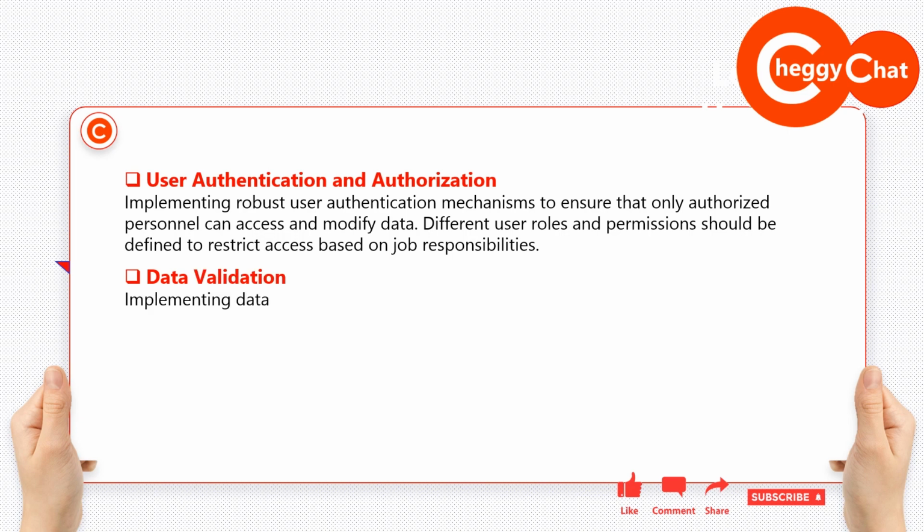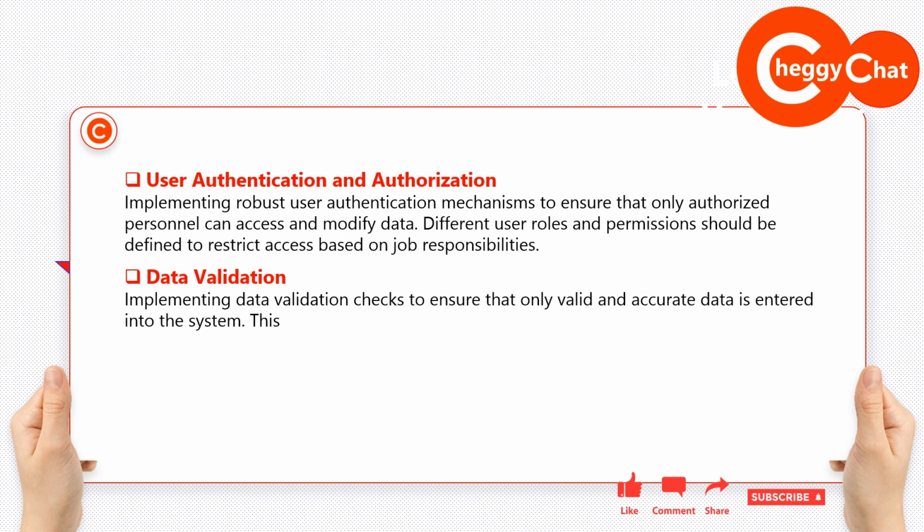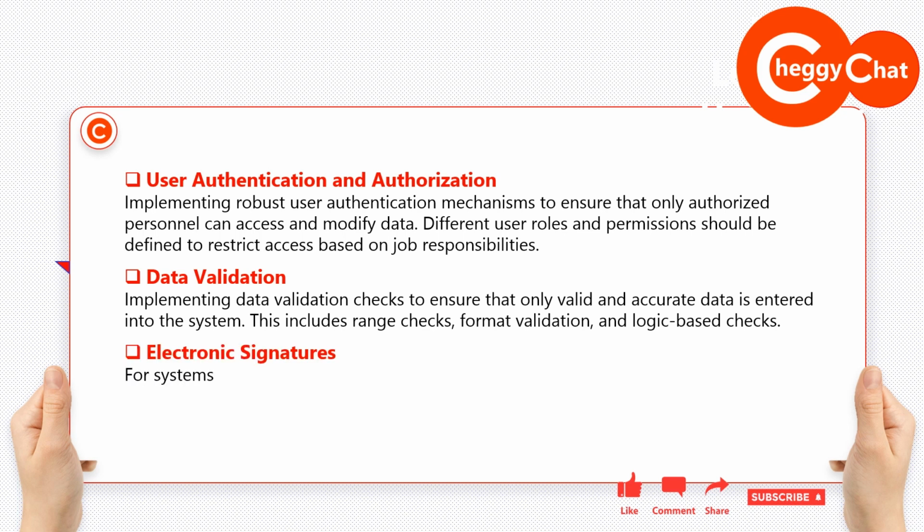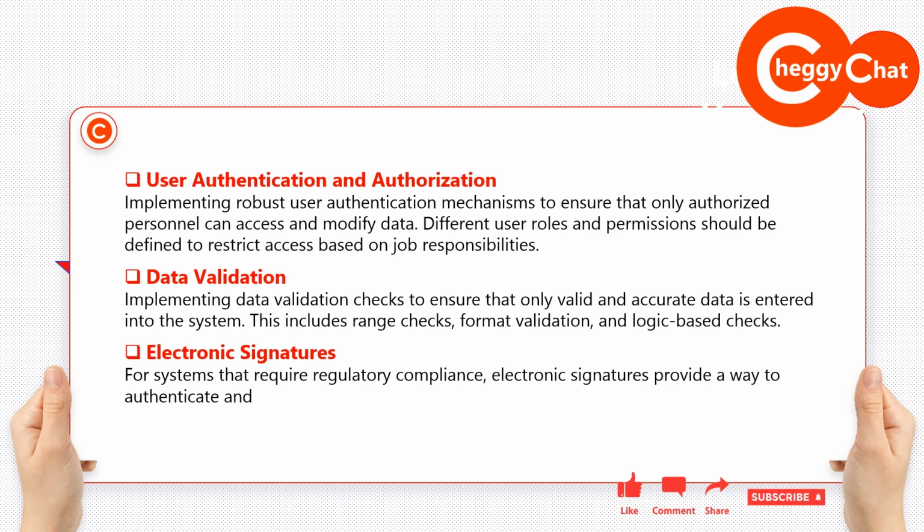Data validation. Implementing data validation checks to ensure that only valid and accurate data is entered into the system. This includes range checks, format validation, and logic-based checks. Electronic signatures. For systems that require regulatory compliance, electronic signatures provide a way to authenticate and approve actions, ensuring that actions taken within the system are traceable back to specific users.